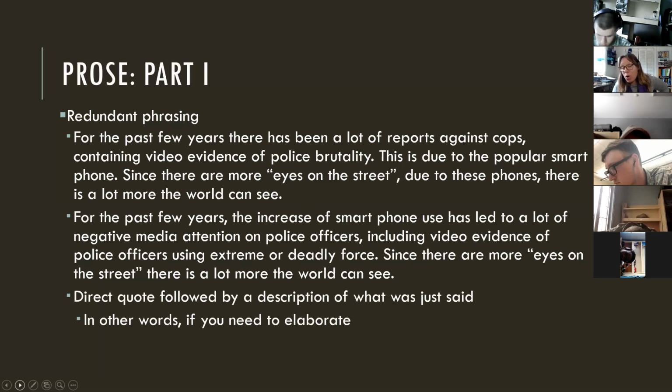Another problem that I saw that hopefully won't be an issue with you guys is students would give me a direct quote from the article, and then the sentence after it, they paraphrased it, which doesn't make any sense. What I would like to do is remove that direct quote and just have you guys paraphrase.